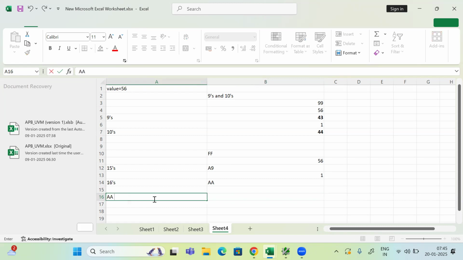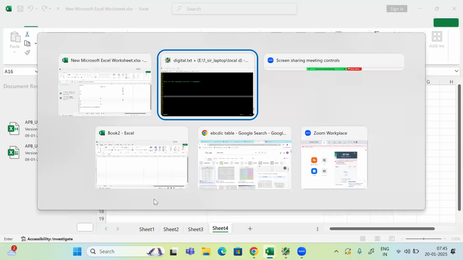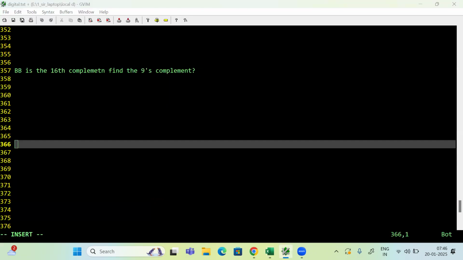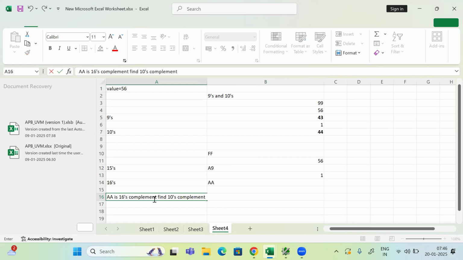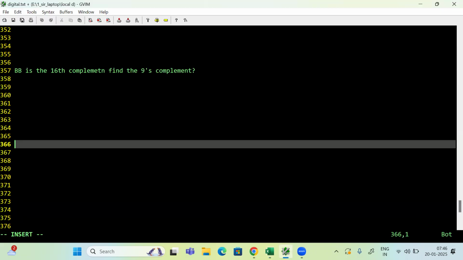Now let us frame a question like this. A is the 16's complement. Find the 10's complement. What is the answer you need to get? 44 you need to get. You know the answer now. Now let us take a step. What is the A 16's complement? Shall we solve this? What is the question I have here?